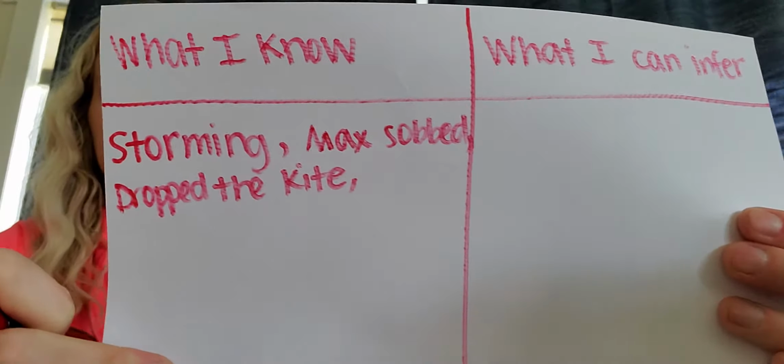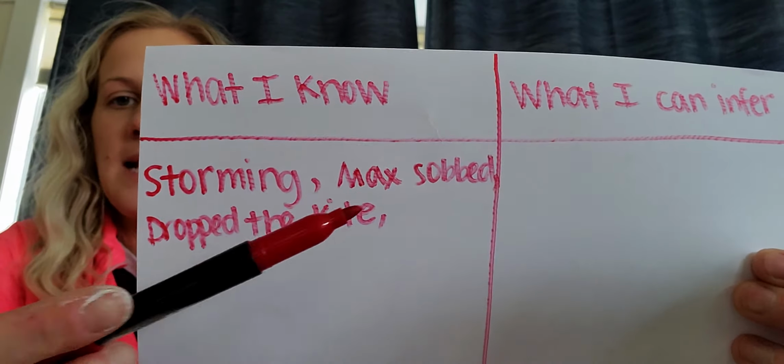We know it said in there that he sobbed, right? Yep. Max sobbed. What else does it say? He was beginning to lose it. Dropping the kite from his hand, Max broke out into full sobs. Okay, so he broke into sobs as he dropped the kite. Okay, so we're going to write down that he dropped the kite. This is what mine looks like so far: storming, Max sobbed, dropped the kite. What else does it say? So his mom starts comforting him when he's about to break out here.